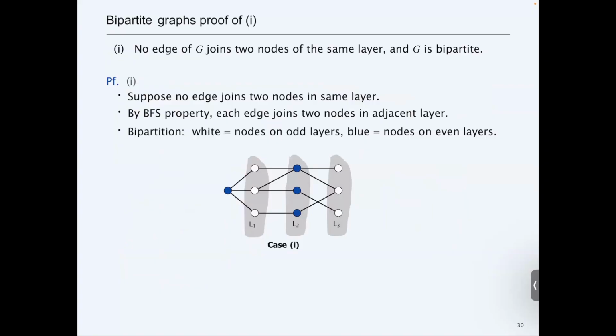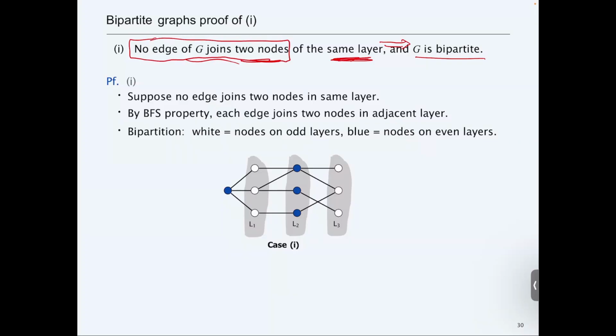The first part is this. Suppose that no two nodes are joined by an edge in the same breadth first search layer. So no edge of G joins two nodes in the same layer. If that happens, then the graph is bipartite. So what is the proof? Remember the breadth first search property: every edge connects nodes whose layers differ by at most one. Since edges cannot stay within the same layer, every edge must connect adjacent layers. The original thing that we're assuming here is that no edge joins two nodes of the same layer.